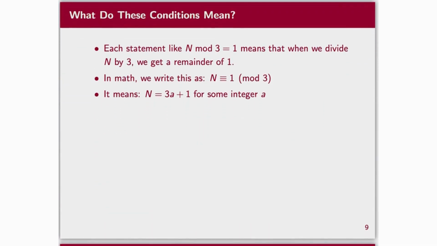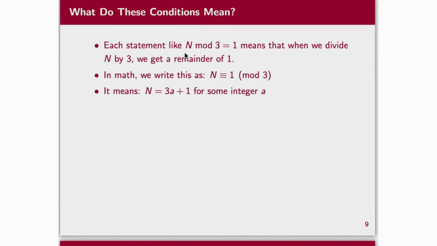Now, what do these conditions mean? Each statement, like n mod 3 is 1, means that when we divide n by 3, we get a remainder of 1. We can also write this as n is congruent to 1 mod 3. And it also means n is equal to 3a plus 1 for some integer a, because n is a multiple of 3 plus 1. And whatever integer a is, it satisfies this.